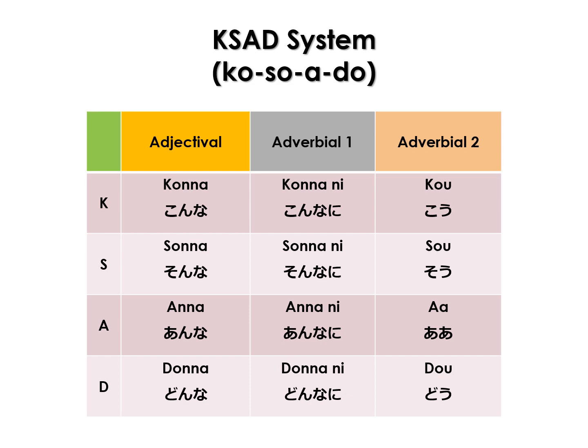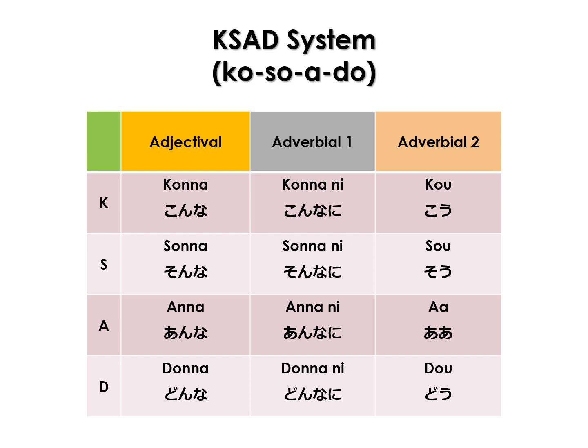The gray and peach columns, labeled adverbial 1 and adverbial 2, are similar in use. They describe verbs or how actions are done. Let's illustrate it with the verb to eat, which is taberu. To say to eat this way is konna ni taberu. To eat that way, the way the listener eats, you'd say sonna ni taberu. And to eat in the way a third person eats, you'd say anna ni taberu. And to ask how to eat, you'd say donna ni taberu.